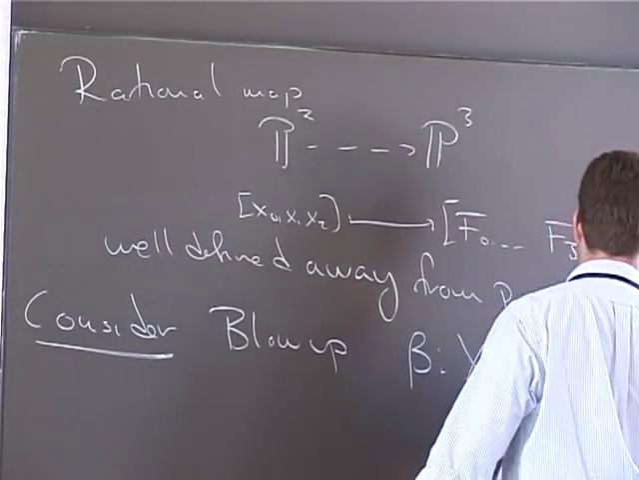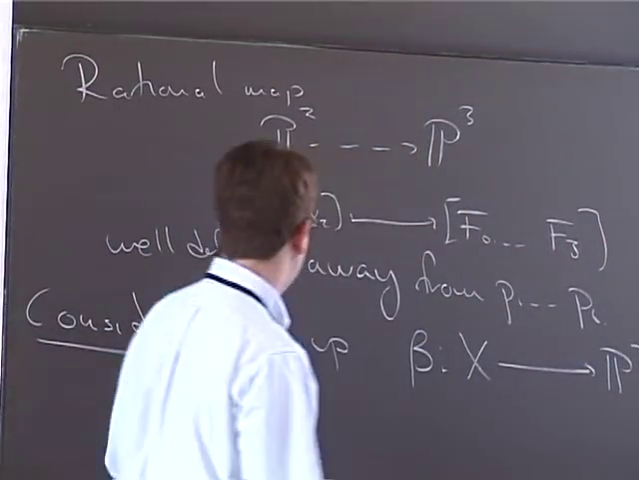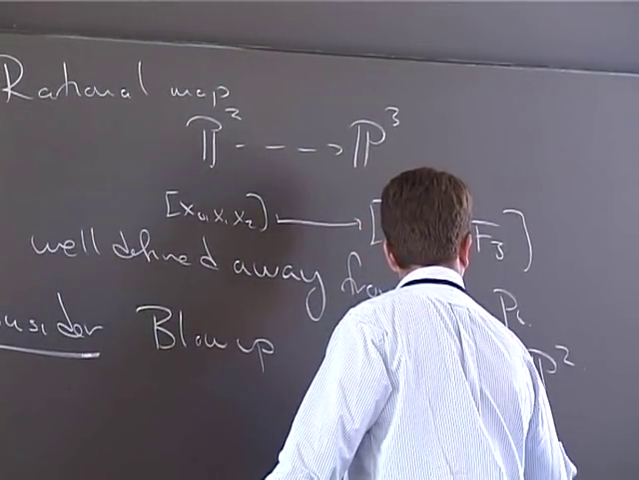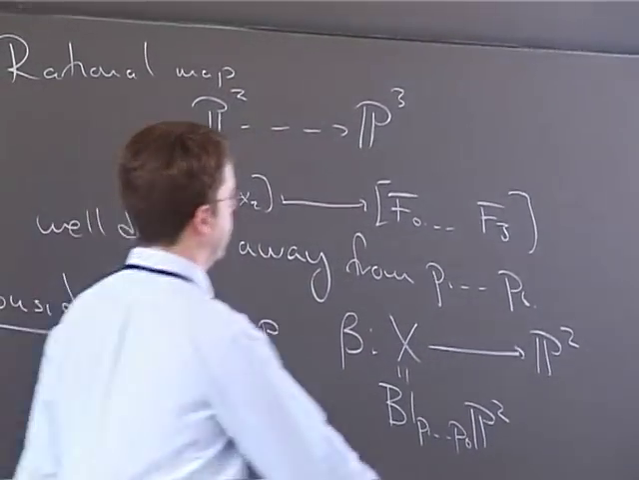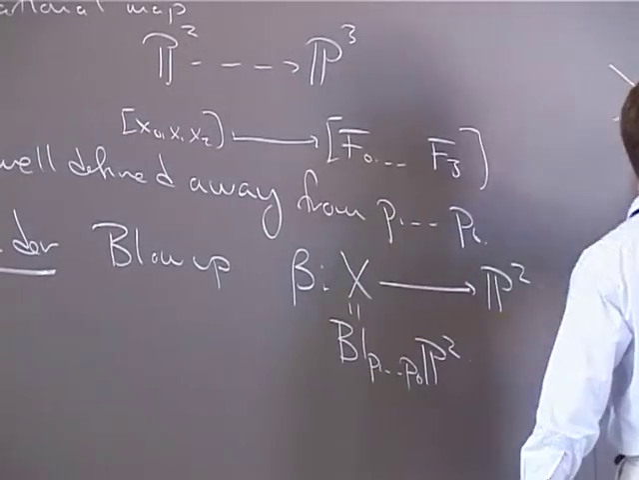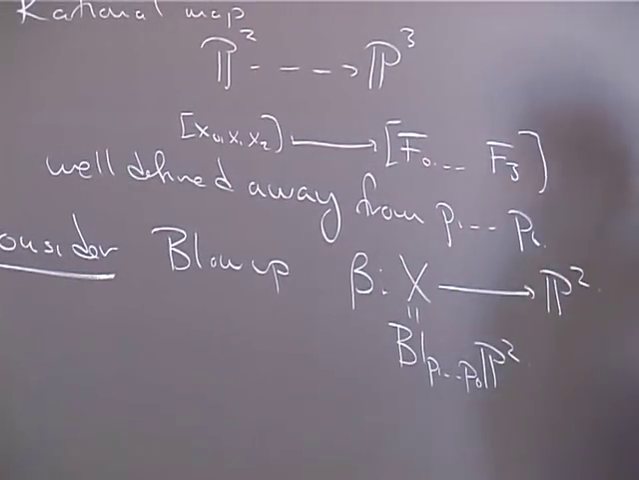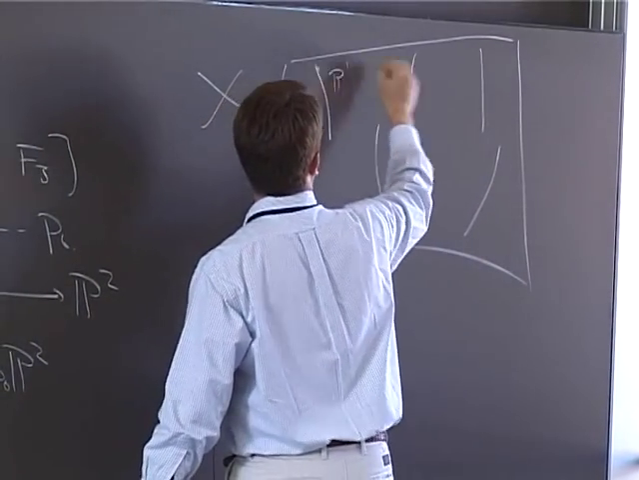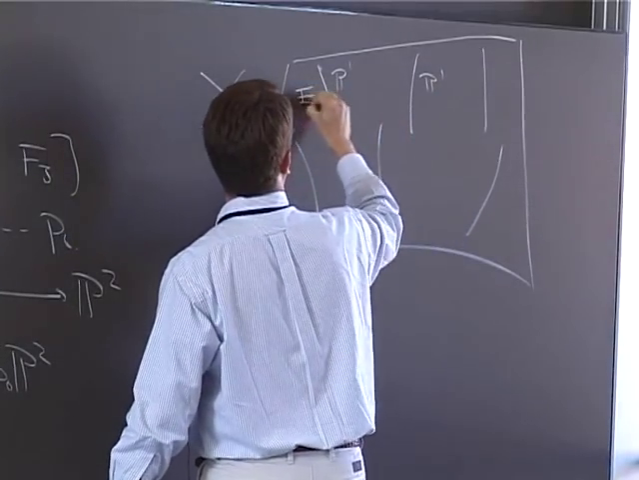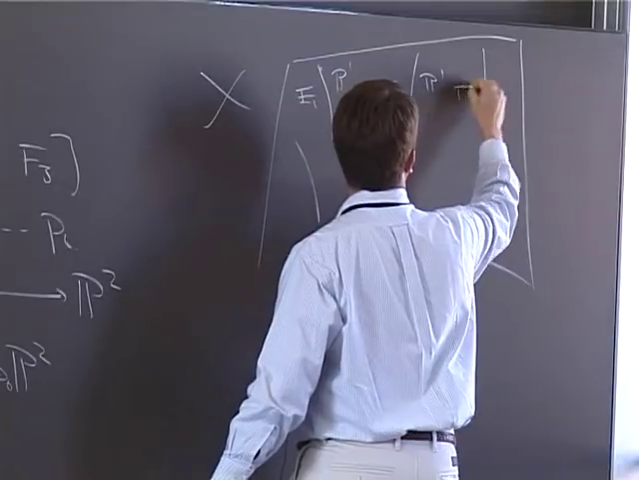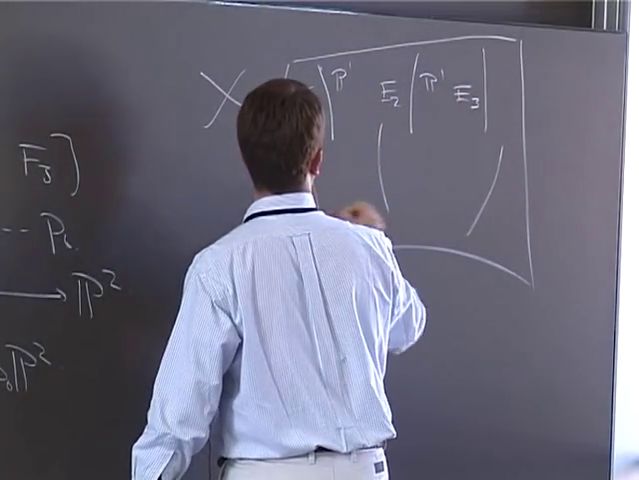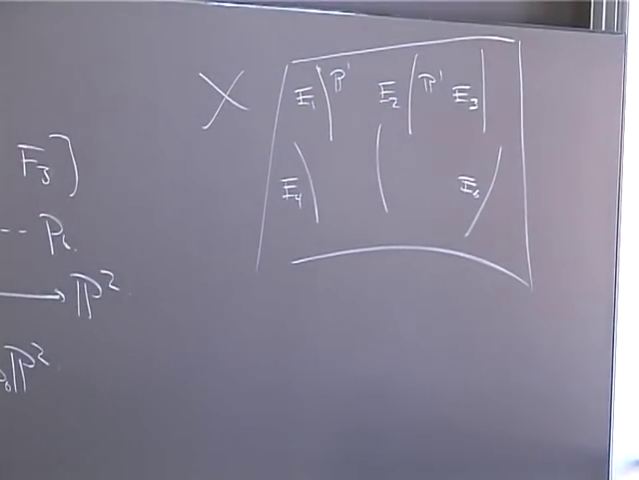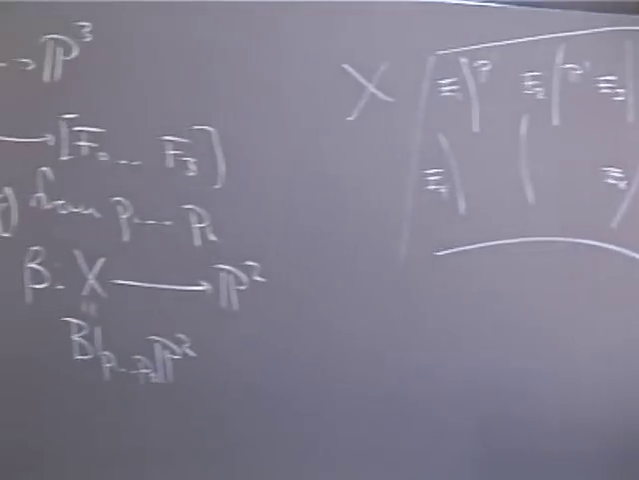Beta from X to P2. So this is just the blow-up at our 6 points. So the way to think about X is that where before I had a point, now I have P1s. And I'm going to denote these P1s by E1, E2, E3, all the way up to E6. So we have these exceptional curves. Now, here's the basic fact.